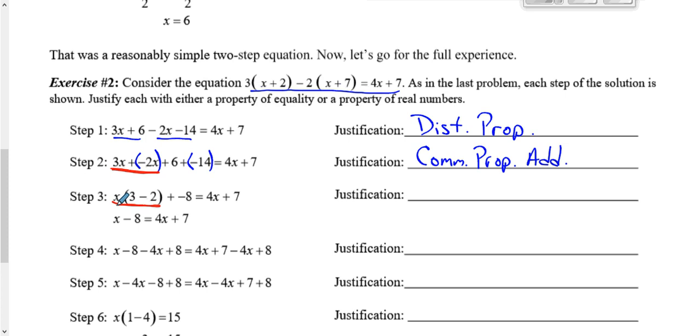Let me ask you this. If I was to go from this step right here and wanted to get back up to this step, what would I do here? I would distribute, right? So what property? So they just went the other way. But it's still the distributive property, just backwards. So we still justify it with the distributive property.